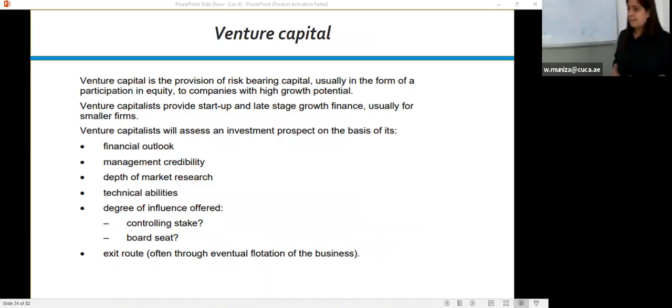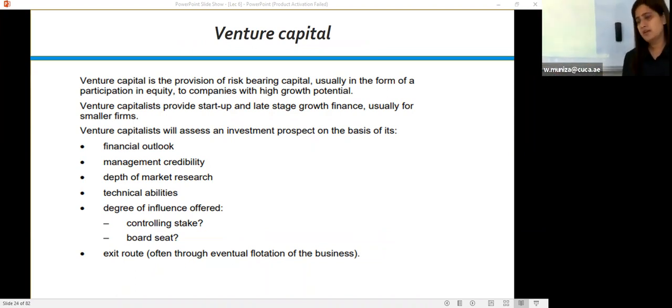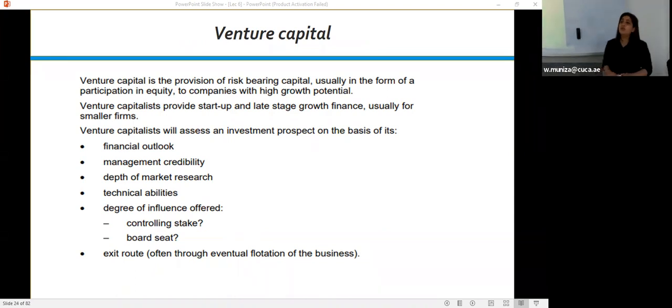Okay, now venture capital. My dear students, with the help of venture capitalists, we can gain finance in the organization. Who are venture capitalists? These are the investors. This is the normal name which we give to investors. They do have a business of investing into different businesses. They purchase different kinds of businesses.